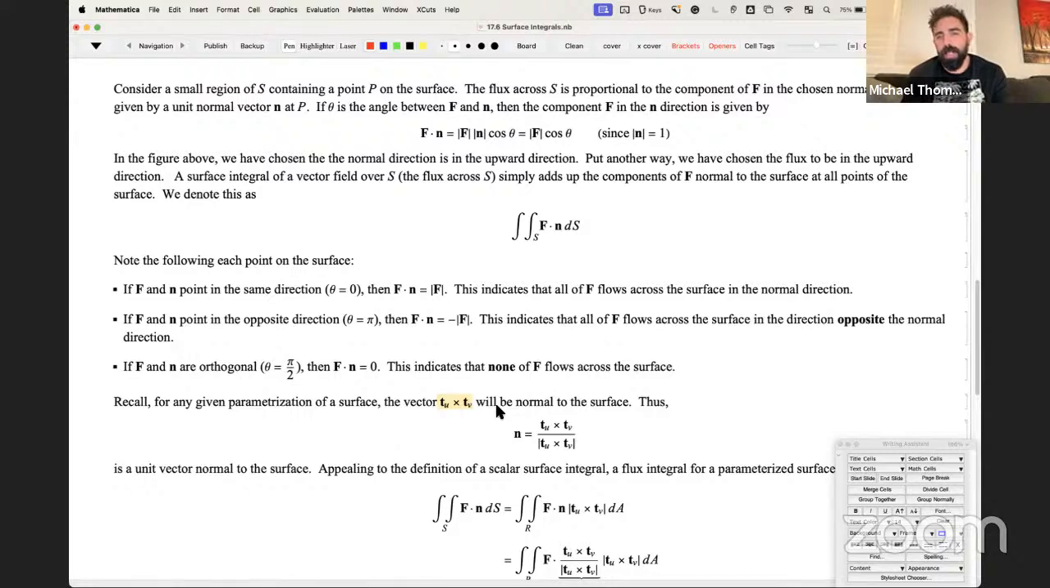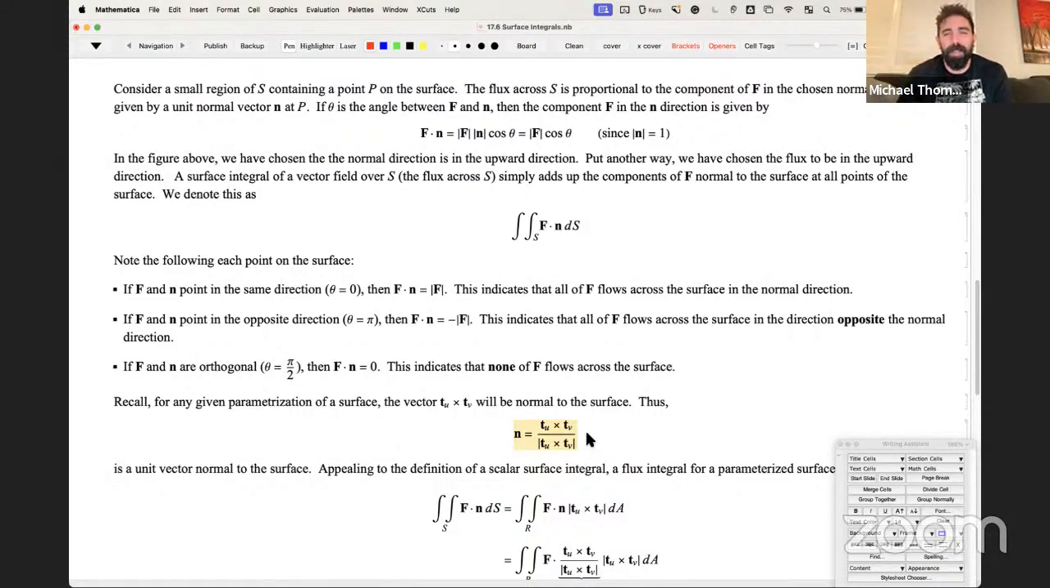Those two vectors lie in the tangent plane, so this vector here would be normal to the surface. What we'll do is take this vector and normalize it. We'll divide by its length, and that'll give us our unit normal vector.